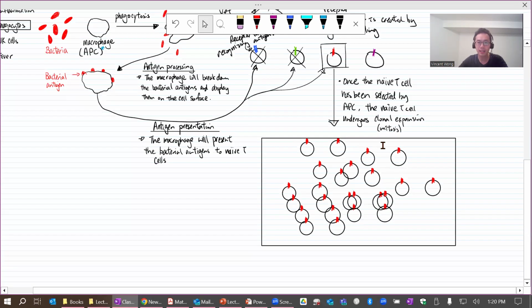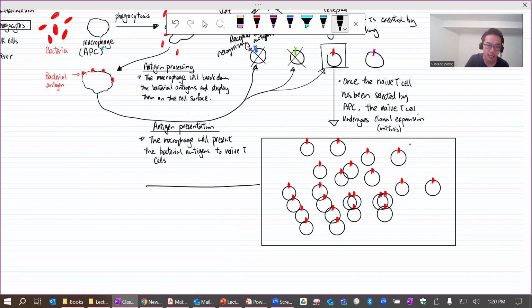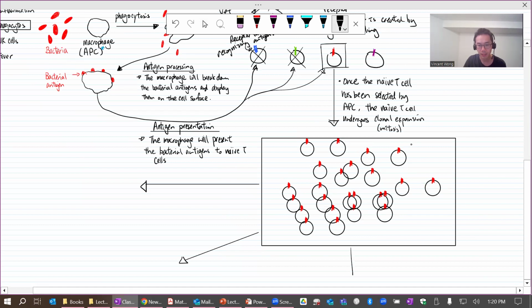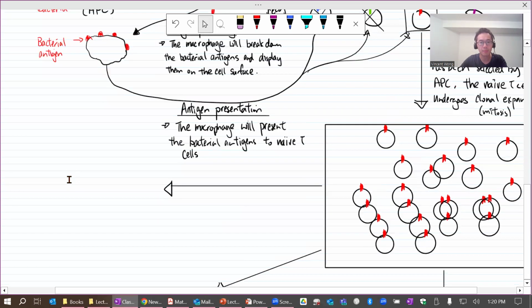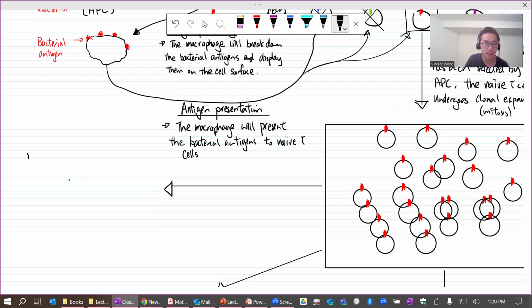So these naive T cells, now that I have a bunch of them, are going to differentiate and become different things. One of the things that they can become is called a cytotoxic or killer T cell.